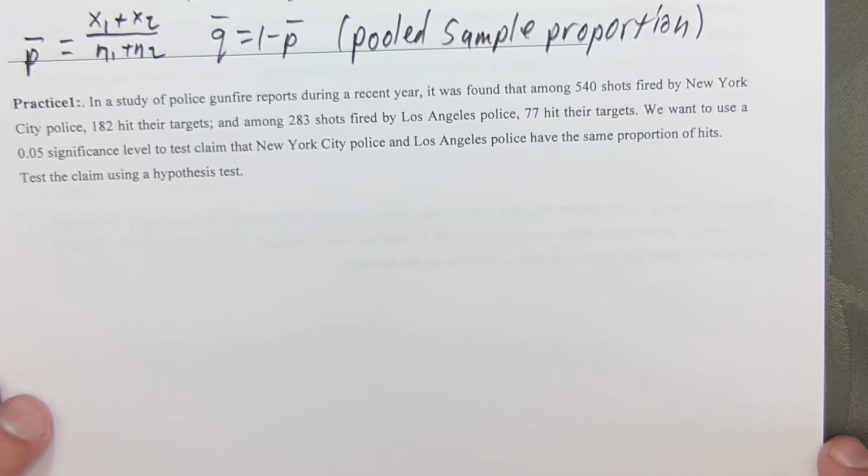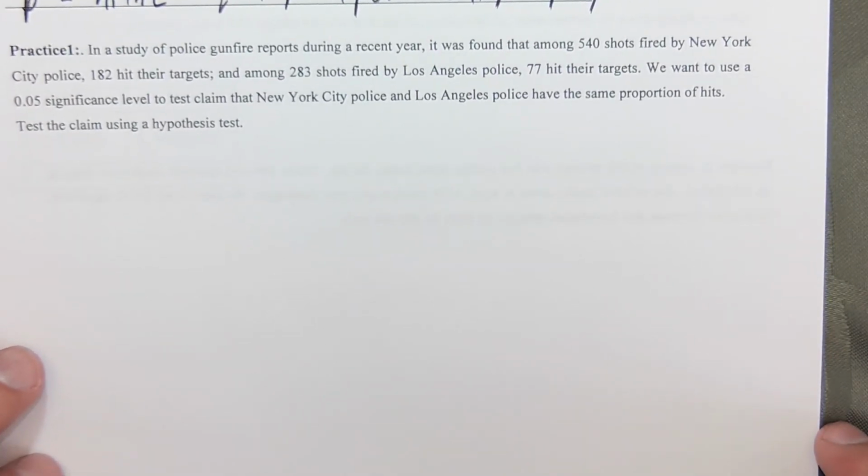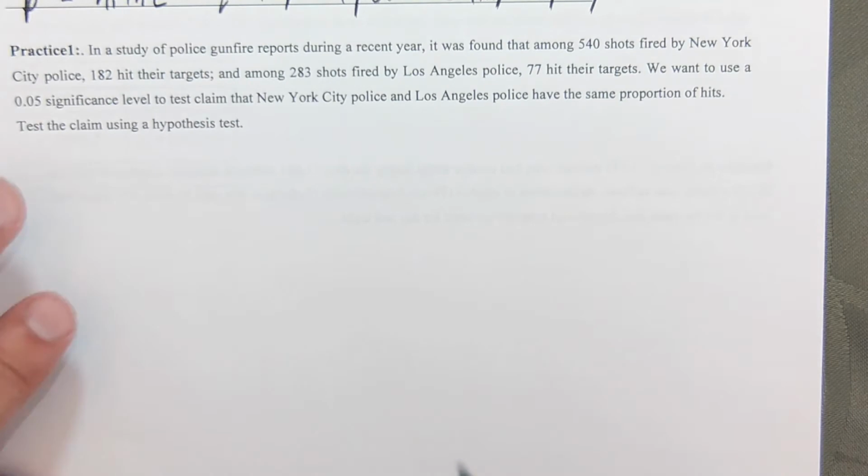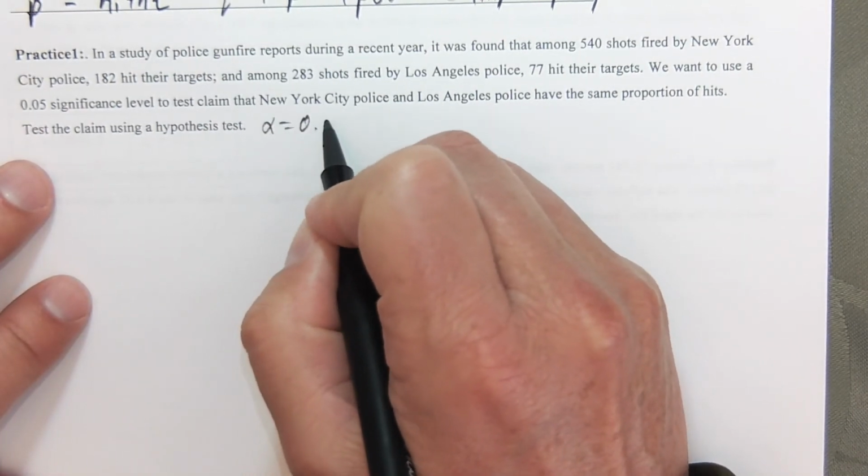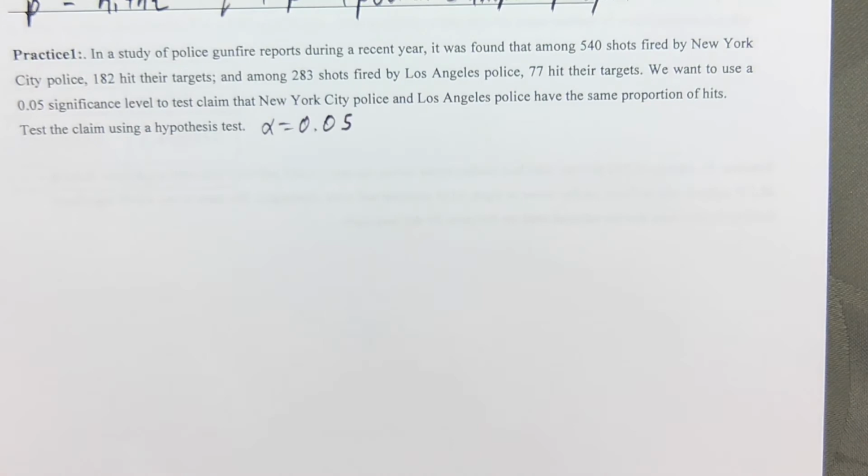And here's our practice. We have a study of police gunfire reports during a recent year. It was found that among 540 shots fired by the New York PD, 182 hit their targets, and of the 283 shots fired by LAPD, 77 hit their targets. And we want to use a 0.05 significance level, so we have our alpha, to test a claim that NYPD and LAPD have the same proportion of hits.